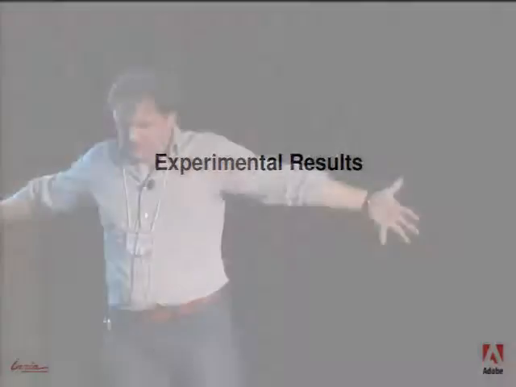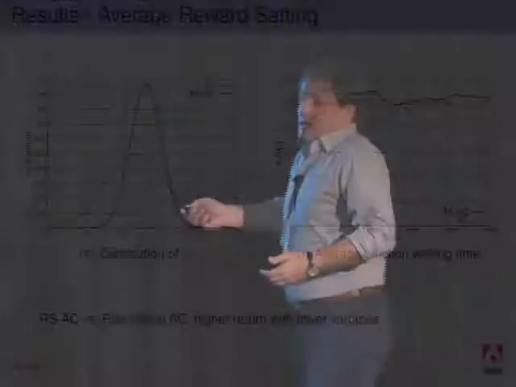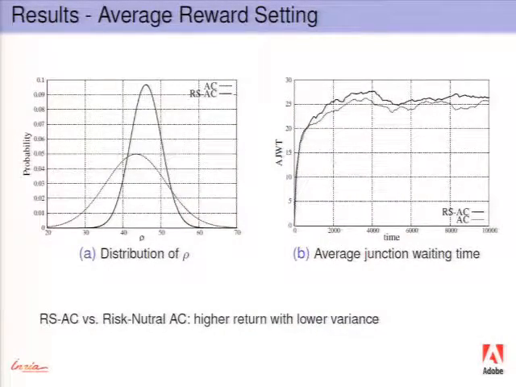For the experimental results, we apply this to a traffic signal control problem where cars are coming with a Poisson distribution. So far I talked about reward and maximization. This experiment is cost and minimization, so lower is better. We want to minimize the number of cars in the system, which indirectly minimizes the delay of the cars in the system. We formulated this problem for both average reward and discounted. I just showed the result for average, but it's the same for discounted.